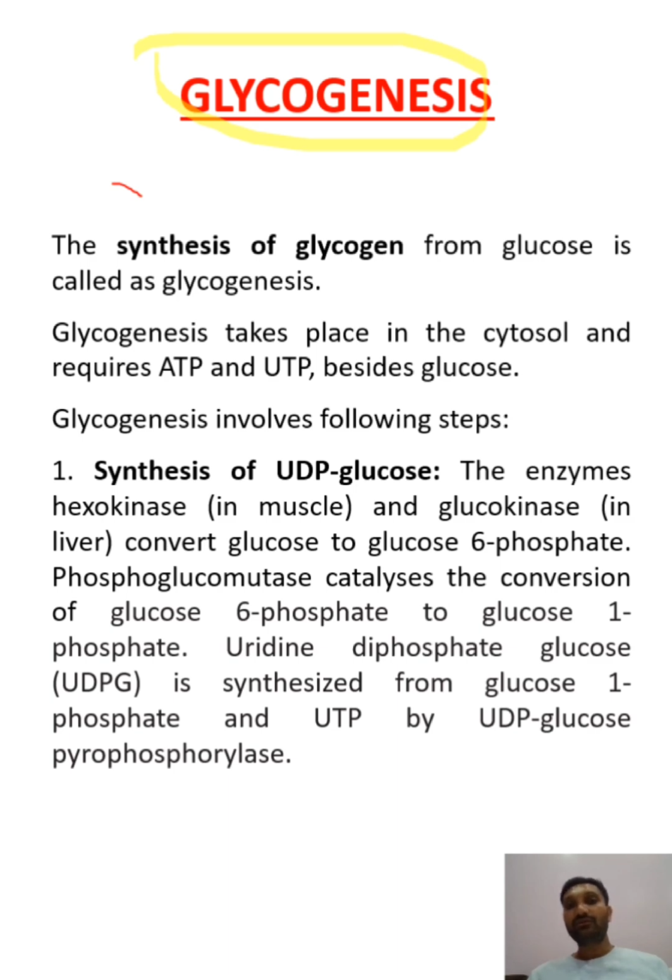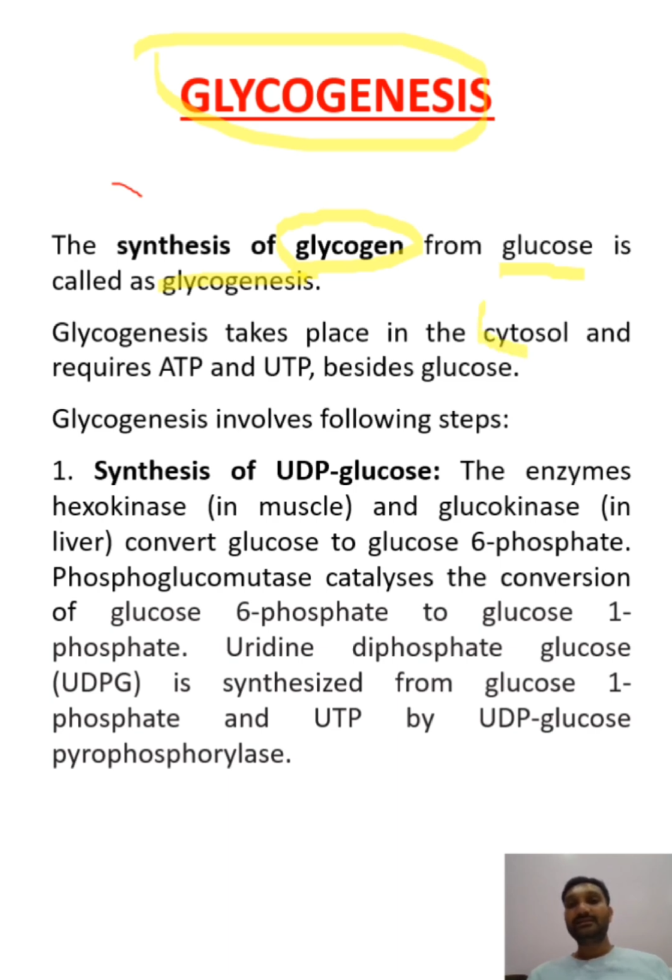The synthesis of glycogen, we are making in this process, the glycogen is the end product. So the synthesis of glycogen from glucose. Glucose is a raw material for the synthesis of glycogen. The synthesis of glycogen from glucose is called glycogenesis. Genesis means synthesis or formation. Glycogenesis takes place in the cytosol.